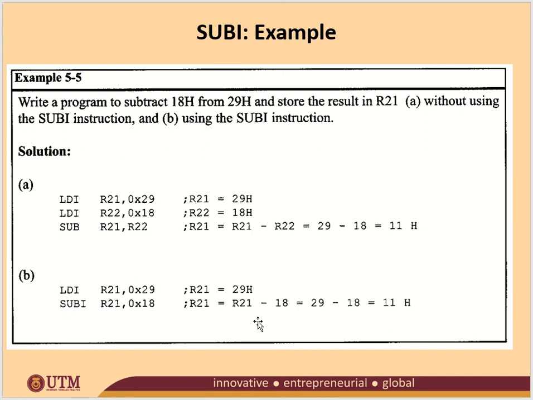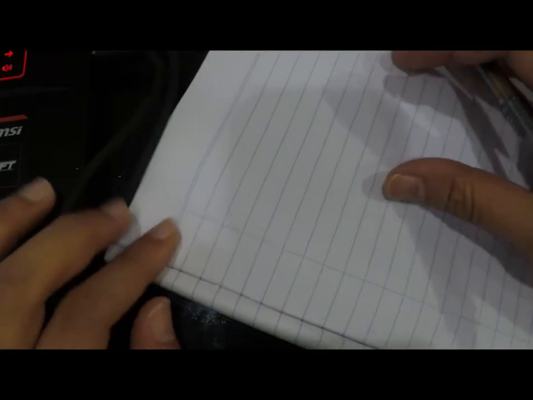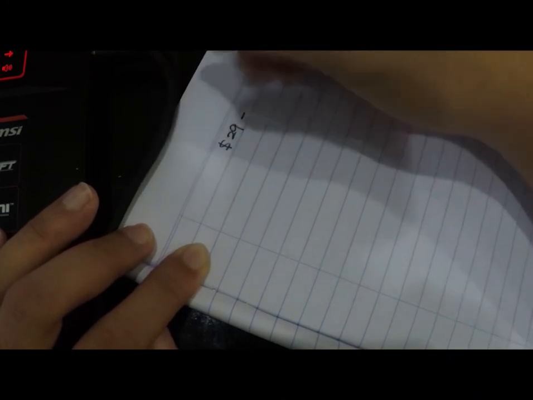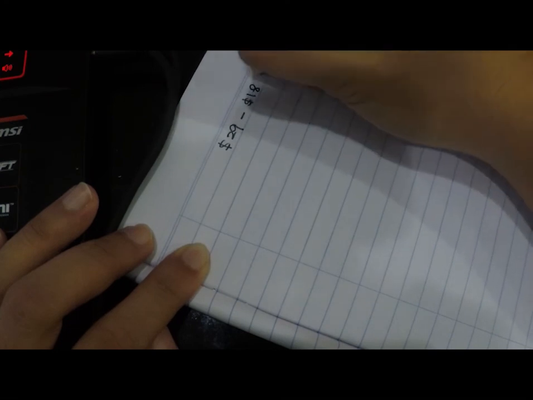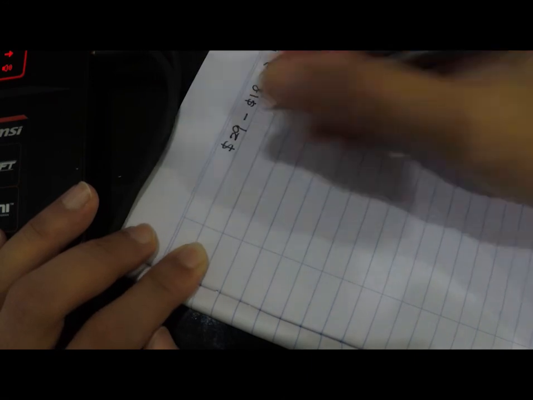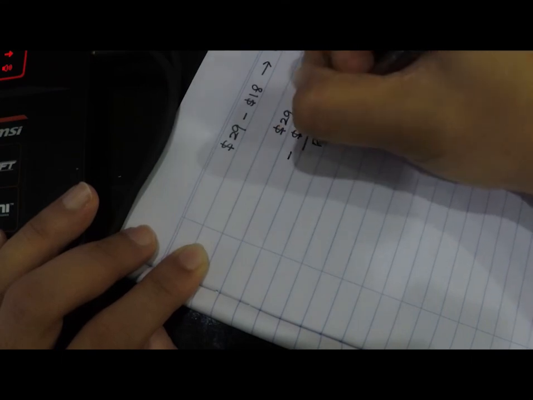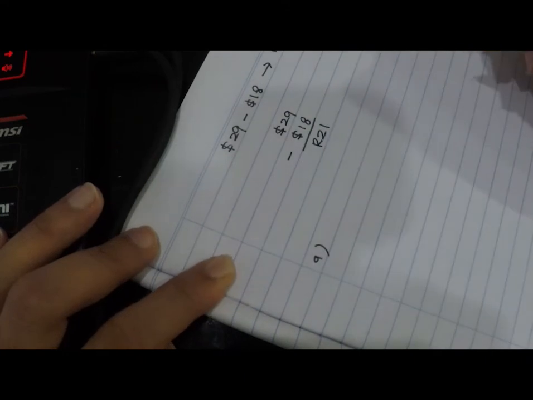Next, let's do an example. You are going to write a program to subtract 18 from 29 and store the result in R21. A, without using the SUBI instruction, and B, by using the SUBI instruction. So how are you going to do that? First, you want to subtract 18 from 29 and put the result in R21. Okay, A, without using the SUBI instruction.